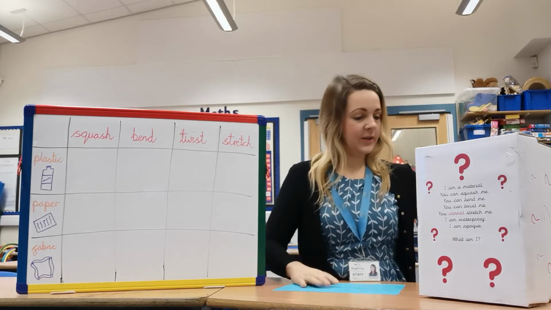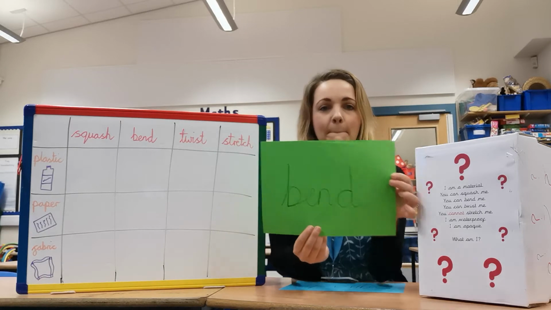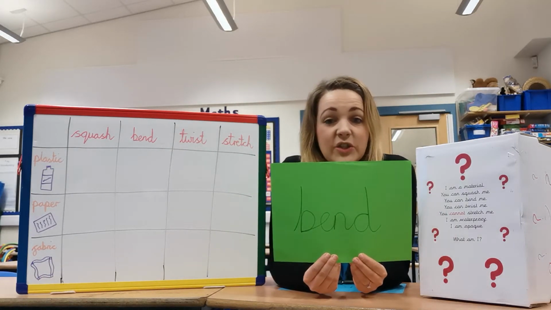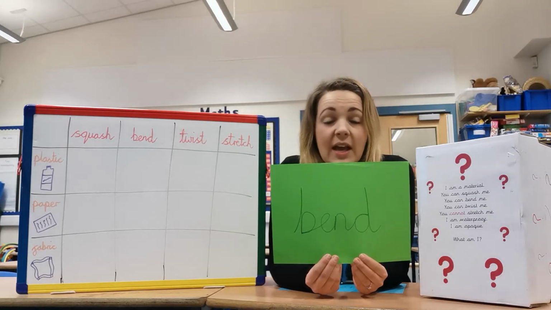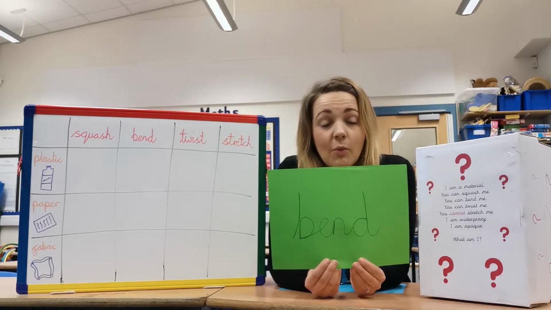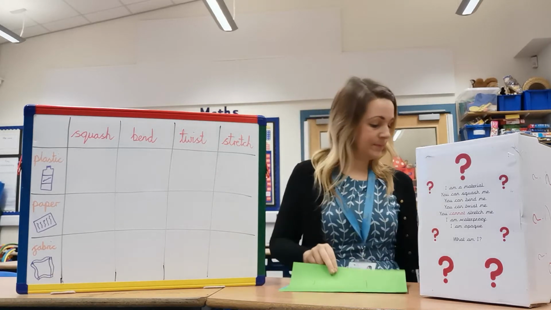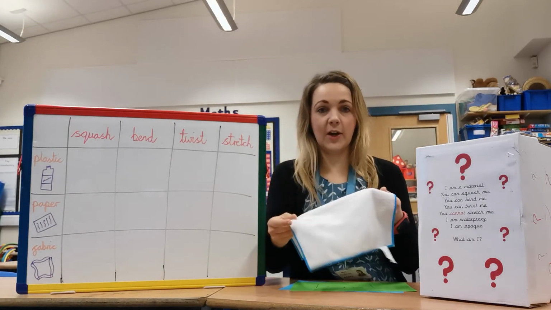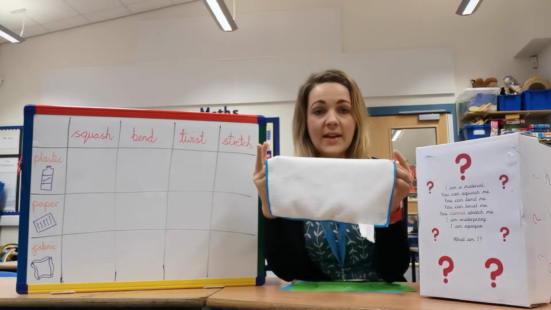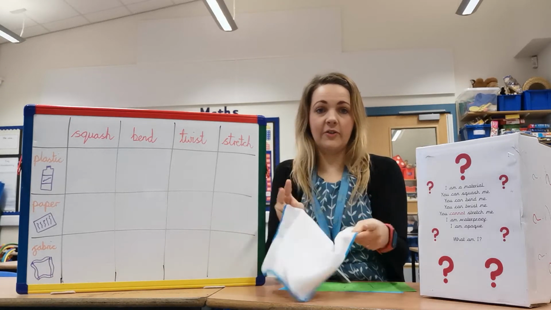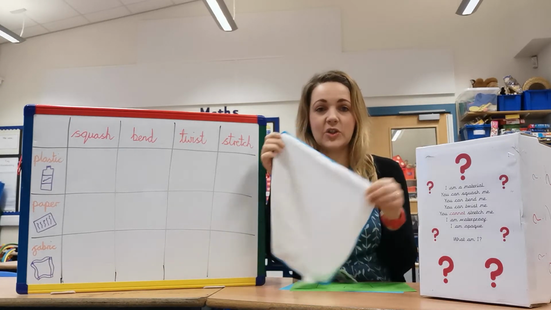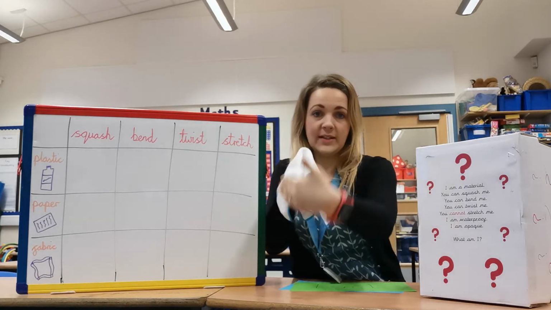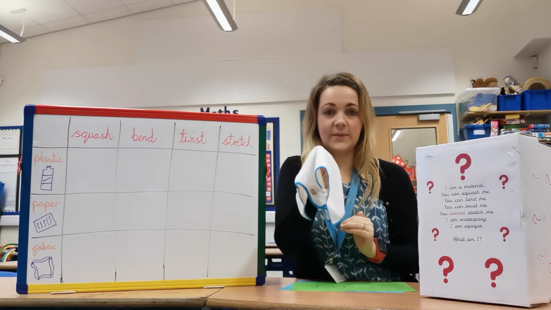I've then got the word bend. So bend means to change a straight object shape into a curve without breaking it. So I could get my piece of fabric here, my cloth, and I could bend it. Look, it's now in a curve. First of all, it is straight, it is flat, and then I can bend it, I can curve it.